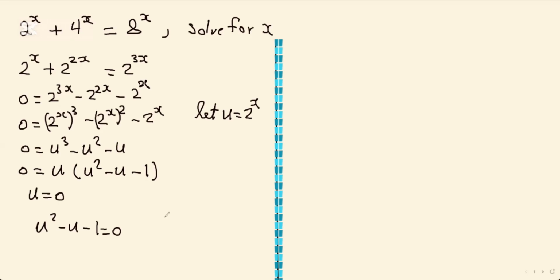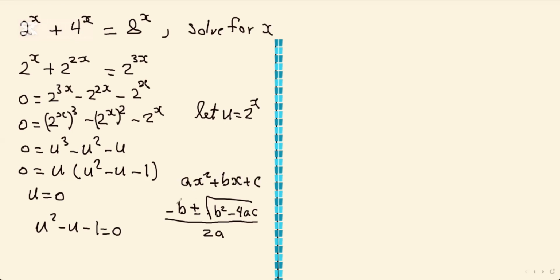So the quadratic formula, I'm just going to write that for you here. It's negative b plus or minus square root of b squared minus 4ac all over 2a. And you know this comes from the equation ax squared plus bx plus c equals 0. Now, if you compare this to this, we could tell the a here is going to be 1, the b is going to be negative 1, and the c is also negative 1.